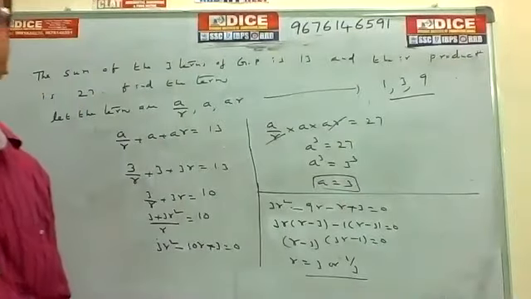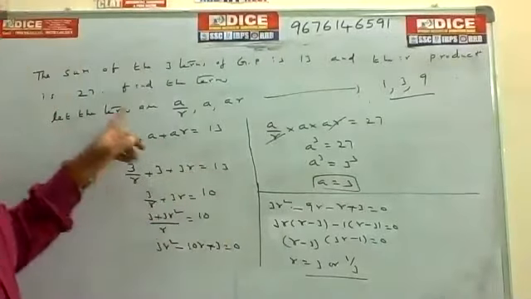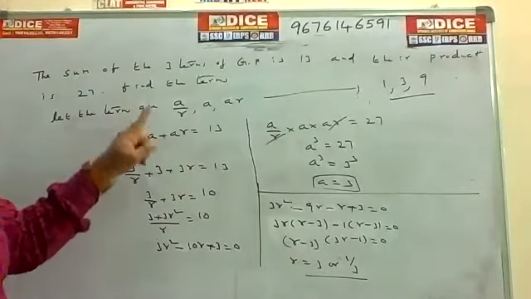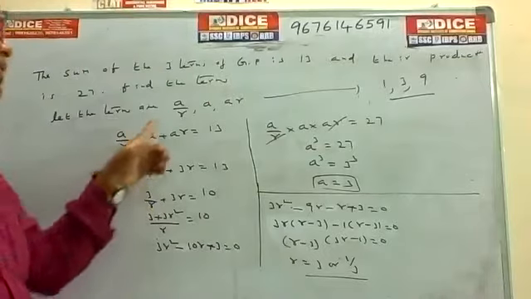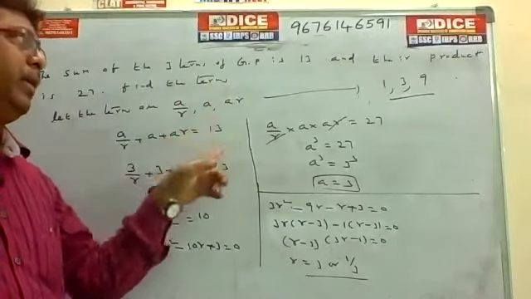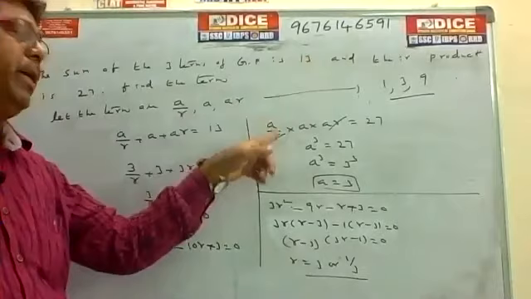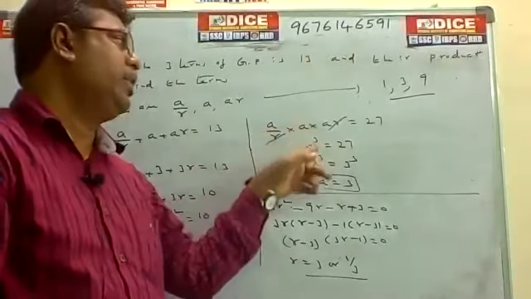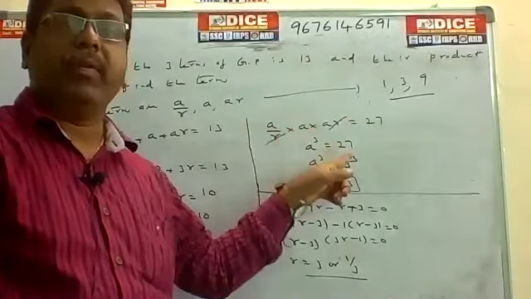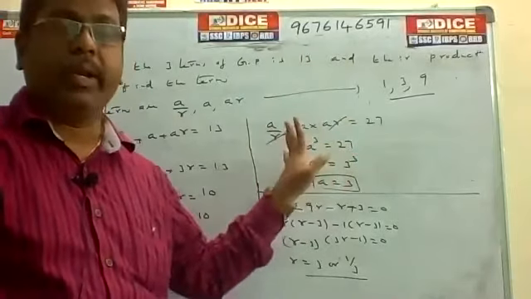Once I am telling you again. First of all, let us assume the three terms are A by R, A, AR. The sum is A by R plus A plus AR equal to 13. The product is A by R into A into R equal to 27. Here R cancels, A cube is equal to 27. 27 is 3 cube, so A is equal to 3, the value of A.